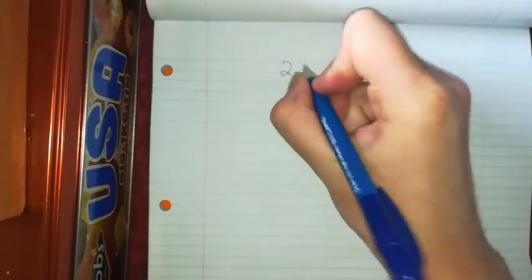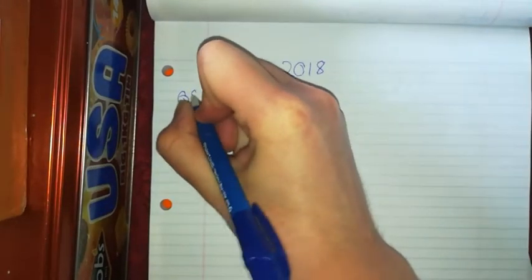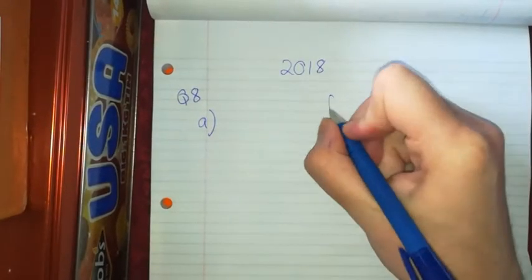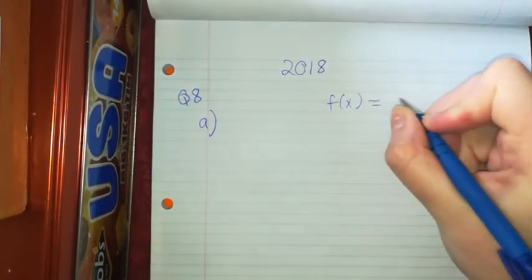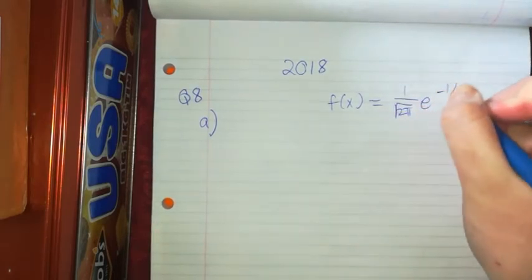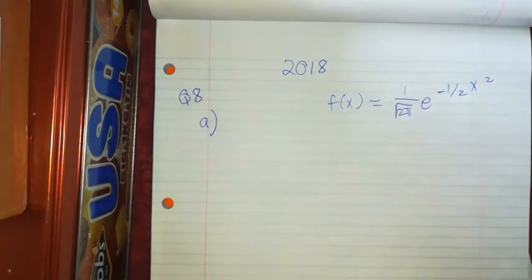And this is 2018, question 8, Leaving Cert Higher Level, part A, that we're going to start with. f of x is equal to 1 over root 2 pi e to the minus a half x squared. Find the coordinates of A, the point where the graph intersects the y-axis.